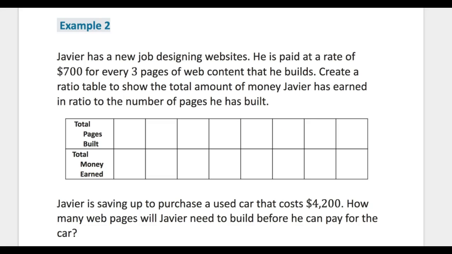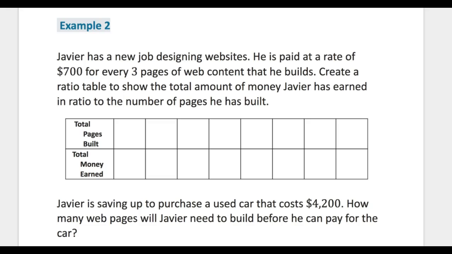Hi, this is example 2. Javier has a new job designing websites. He is paid at a rate of $700 for every 3 pages of web content that he builds. Create a ratio table to show the total amount of money Javier has earned in ratio to the number of pages he has built. Okay, well, let's see what we need to do.